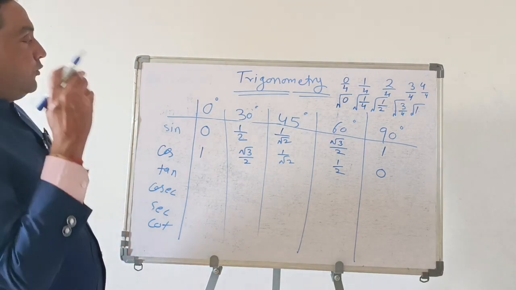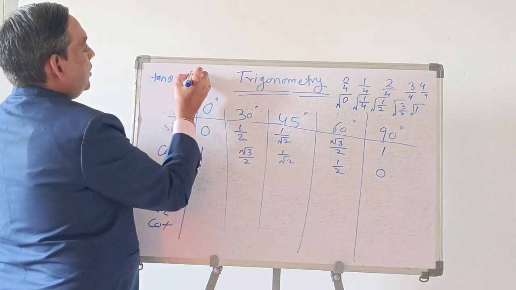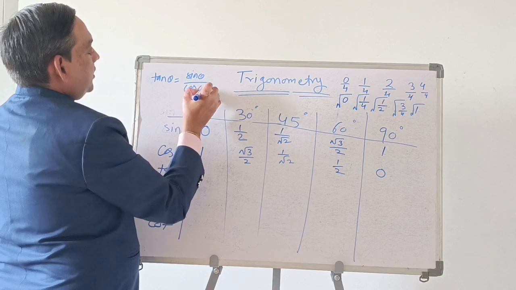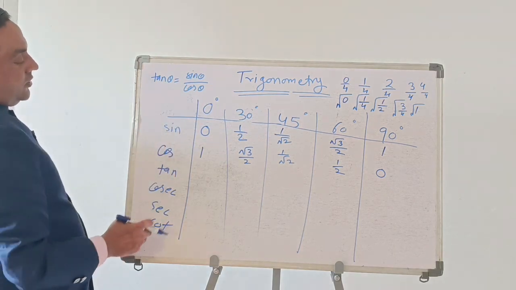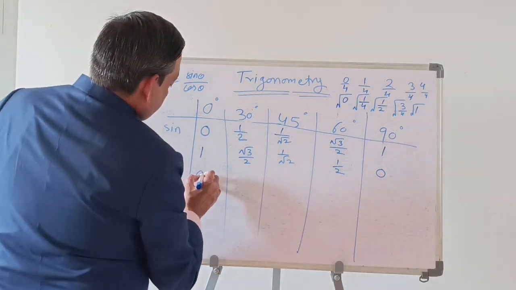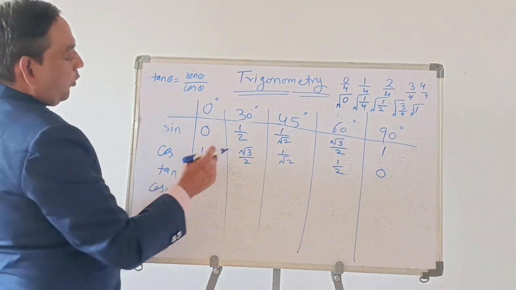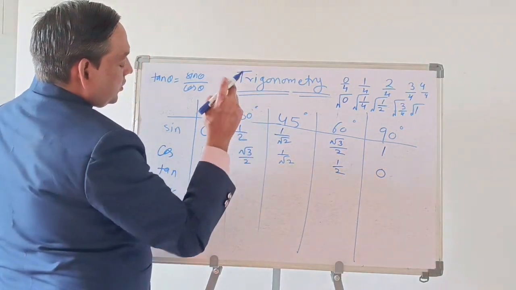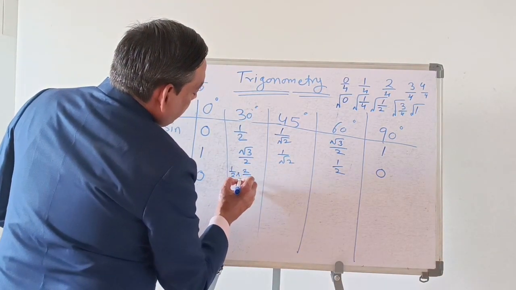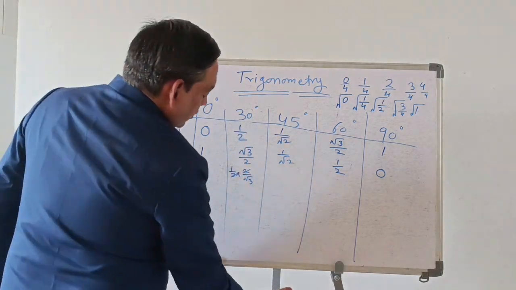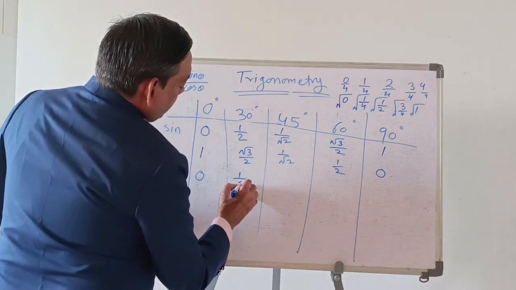Clear? Now if you remember, we did one formula. Which formula? Tan theta is equal to sine theta upon cos theta. Remember? What is 0 divided by 1? 0. 0 divided by any non-zero number is 0. Now 1 upon 2 divided by root 3 upon 2. So 1 upon 2 multiplied by 2 upon root 3. The 2 and 2 get cancelled, so remaining is 1 upon root 3. So the answer is 1 over root 3.